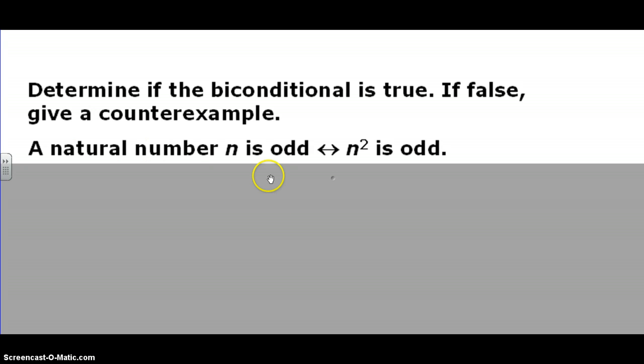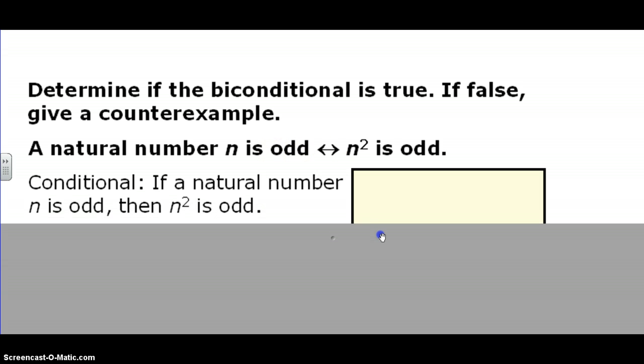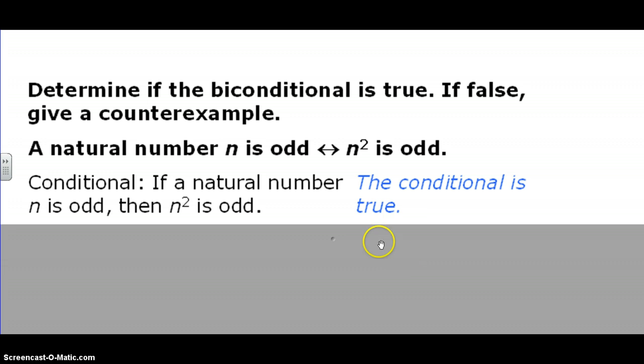So is this true? Let's build the conditional statement. If a natural number is odd, then n squared is odd, right? Well, can you think of a natural number that is odd? How about 1? 1 squared, is that odd? Yeah. How about the next natural number that's odd? 3. 3 squared is 9. Is that odd? Yeah. How about the next natural odd number? 5. 5 squared, is that odd? Yeah. Okay, so the conditional is true.